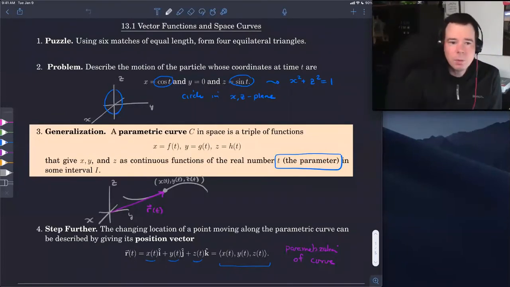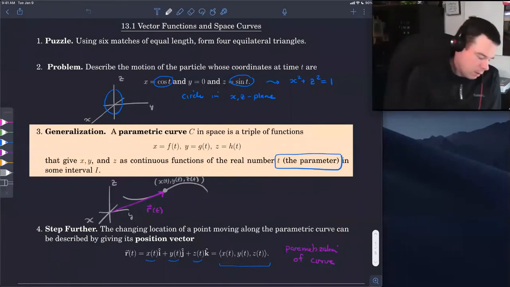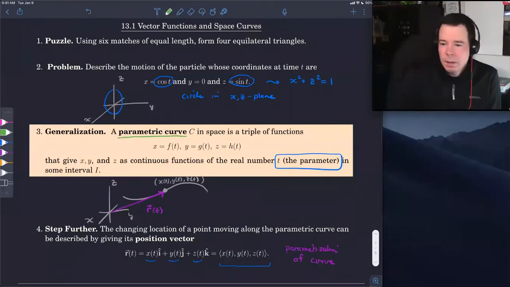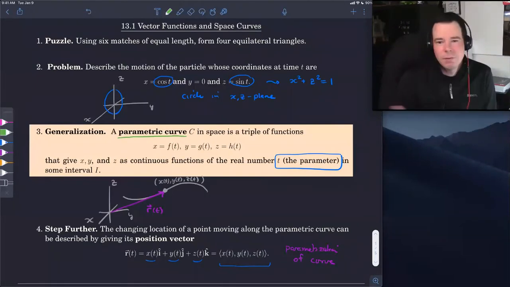So just to remind ourselves where we're at or what these were, we are basically building off of what we did in calculus 1 with parametric curves. So we have a parametric curve C. In this case, we are looking at it in space. In calculus 1, we just looked at it in the plane. But in space, it's given by a triple of functions, f, g, and h, where each one of them is a function that tells us what the x, y, or z coordinate of a point is at a given time t.